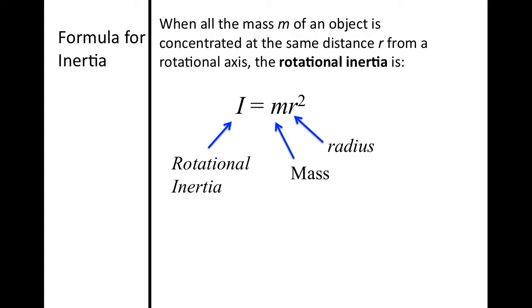This is specifically for when all the mass of an object is concentrated at the same distance, radius r, from a rotational axis: the rotational inertia is mass times radius squared. And rotational inertia is denoted as a big letter I.